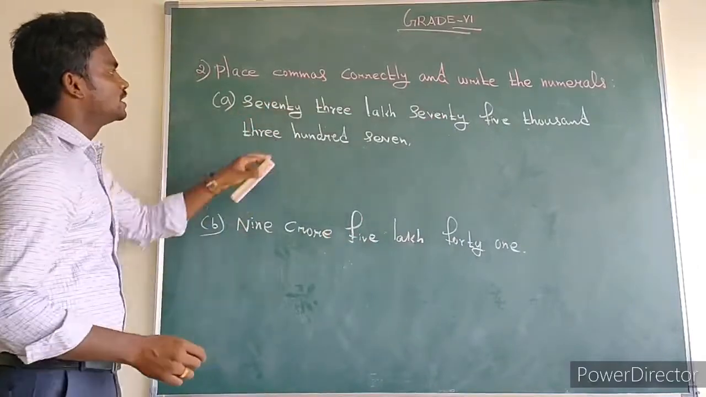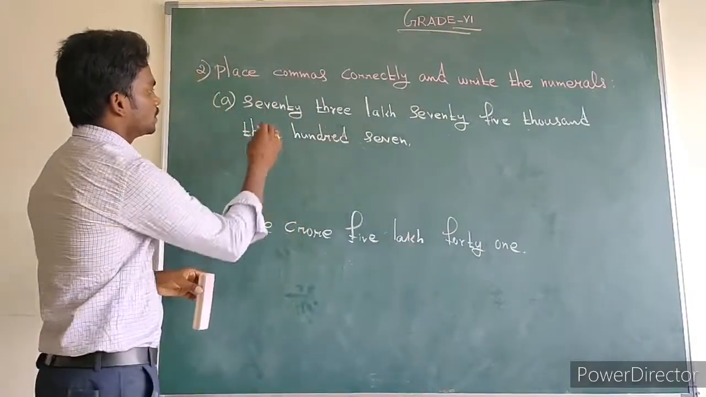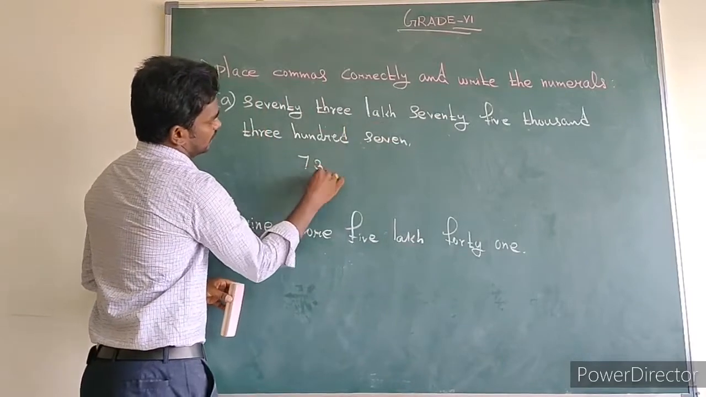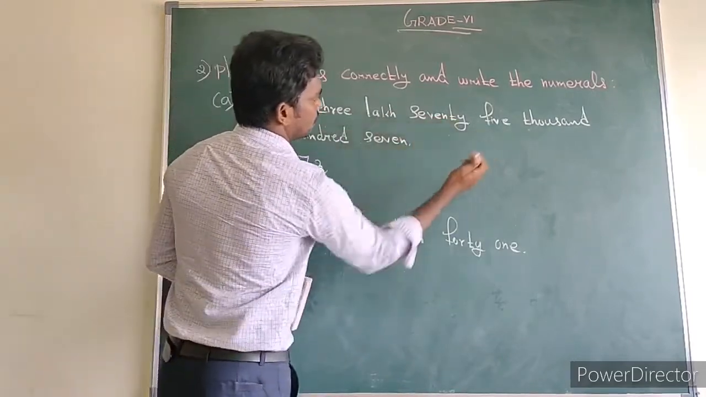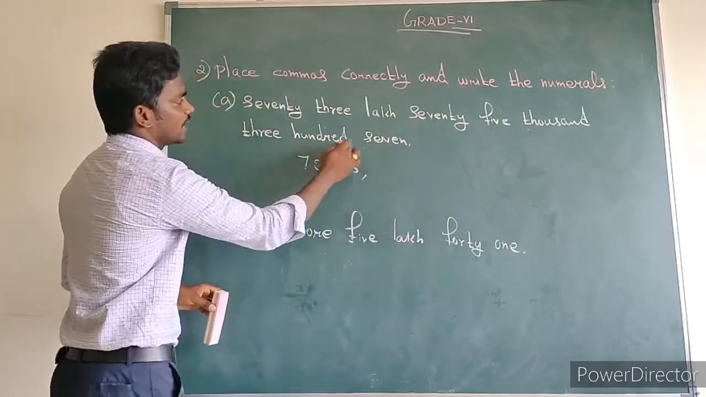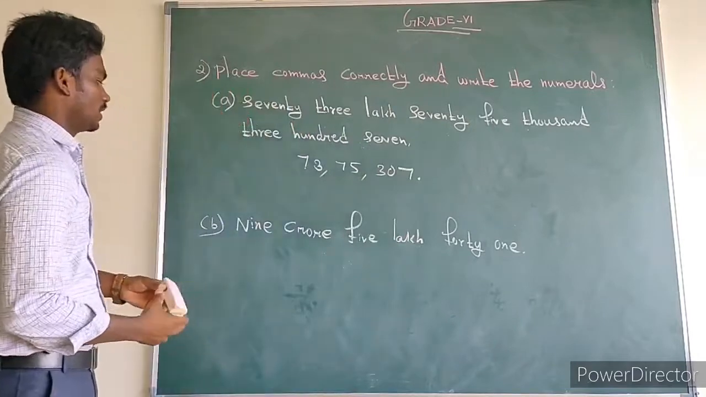So first one, 73,75,307. So how to write the numerals? 73 lakhs, 75,000. What is that? 307. Next one. What is the second one?